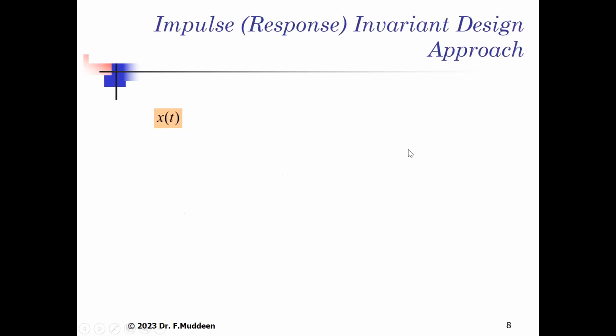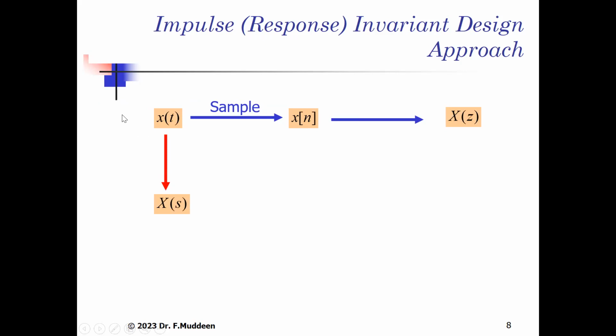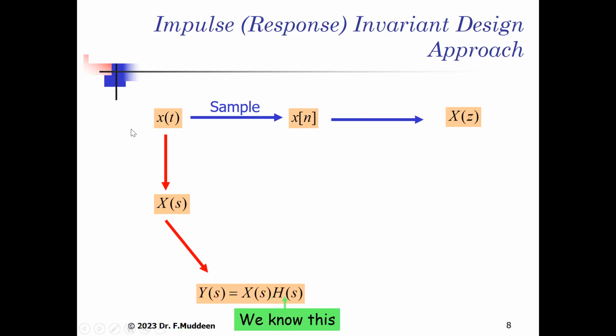So what is the approach? Well, we start off with our inputs. Remember, H(s) is Y(s) over X(s). We take the input, whatever that input is, and we sample it. So we get x[n], and from x[n], we are able to get X(z). From x(t), we are also able to get X(s). And then from that, now we have Y(s) equal to X(s) H(s). H(s) is the analog prototype that we're going to get from somewhere.